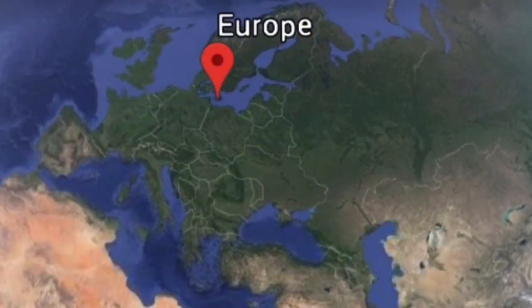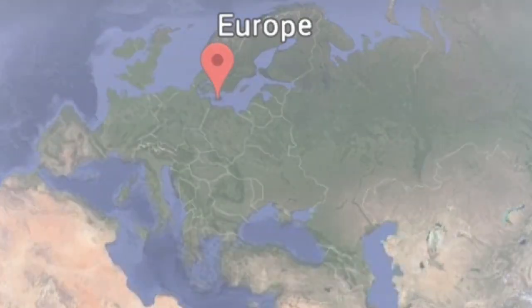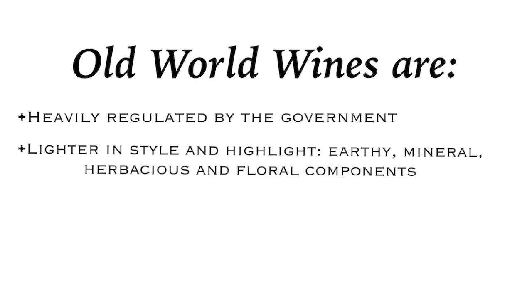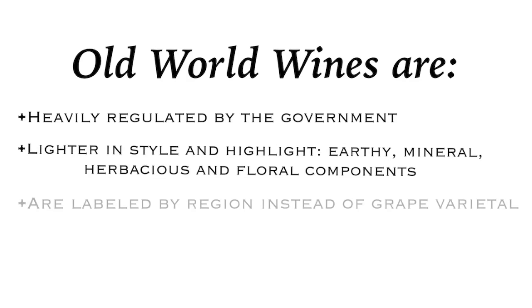The Old World is pretty much all of Europe. Viticulture has been a part of their history for thousands of years, and as a result, different regions are restricted to specific varietals and styles as regulated by the respective governments. These wines tend to be lighter in style and highlighted by their earthiness, minerality, herbaceousness, and floral components. They are labeled by their region in most cases instead of their varietal, with only a few exceptions.